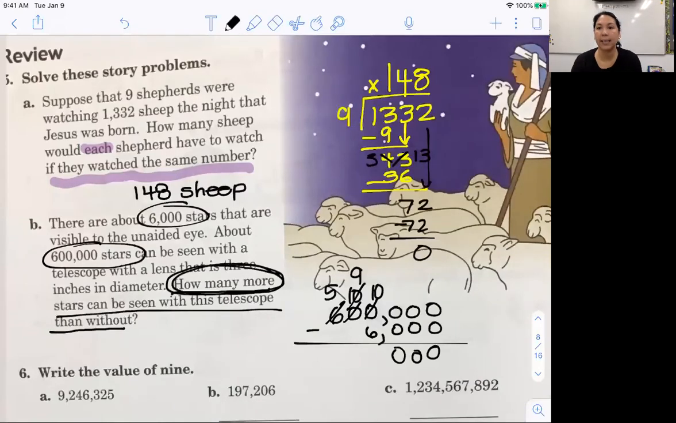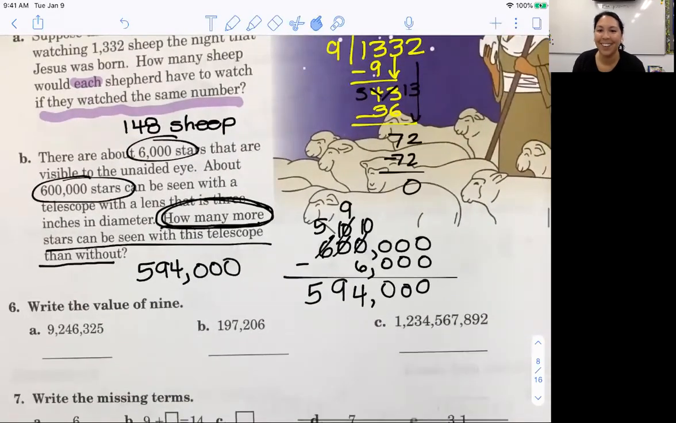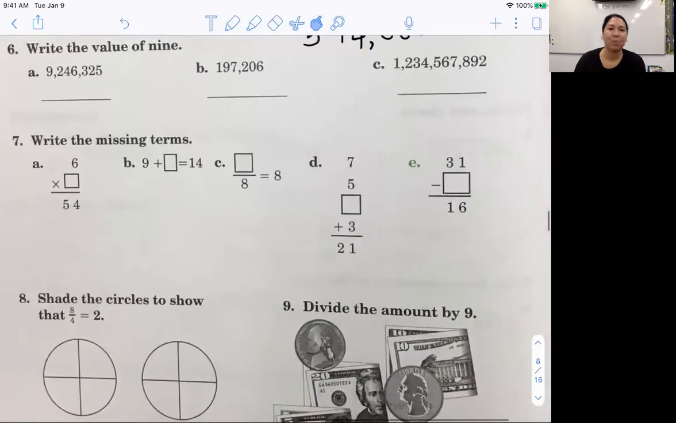What's 10 minus 6? 4. And what's 9 minus nothing? 9. And what's 5 minus nothing? 5. So how many more stars can we see with the telescope than with just our eyes? That's a big one. 594,000. Wow. All right. Good job. Who got that right by themselves? Okay. All right.